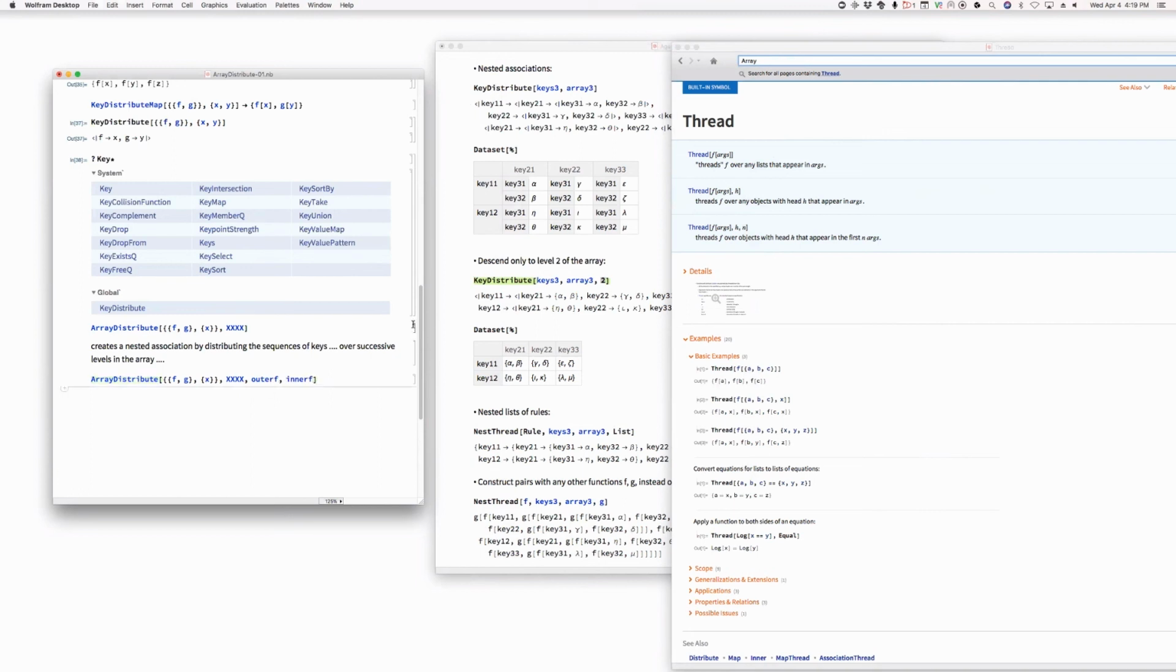I see. Creates a nested outer F by distributing sequences of, distributing the function, it's basically by distributing inner F of hash 1.